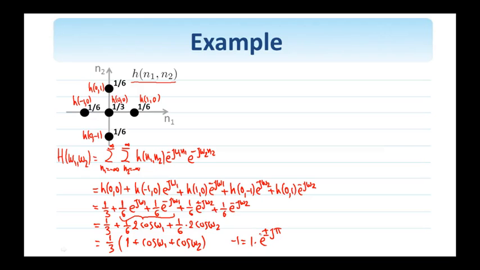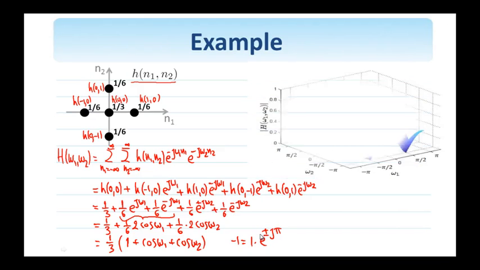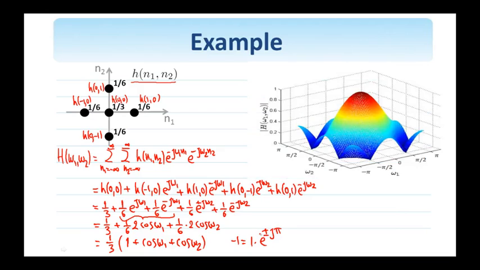So let's see how this frequency response looks. I plot here the magnitude on the vertical axis, and I show it over one period, omega 1 from minus pi to pi and omega 2 from minus pi to pi. This magnitude has even symmetry, which also should come as no surprise, because we saw in the previous slide that one of the properties of the Fourier transform is that if the signal is real, then the magnitude has even symmetry and the phase odd symmetry.